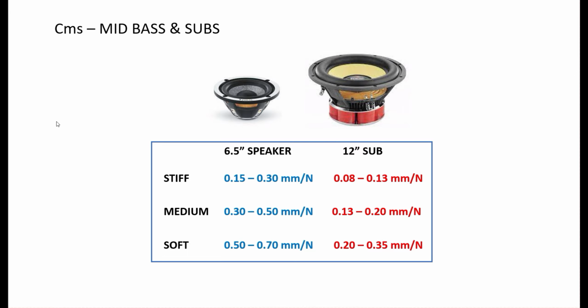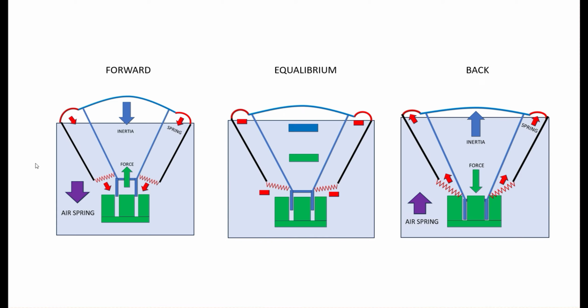And the same applies for your subs. If you're going to put the sub in a box and you're looking for SPL, then you probably want something that's less than 0.13. If you're going more for, I guess, SQ and deeper bass, then you want a sub that is in free air, and you're looking at a Cms of 0.2 or greater. But these are just guides, just examples, right?